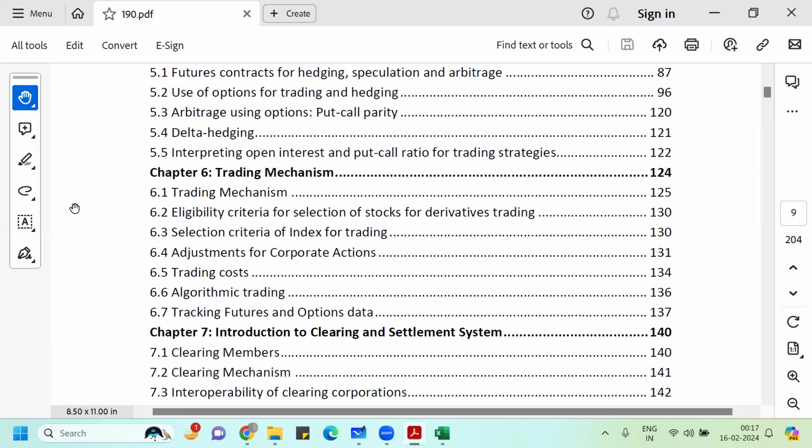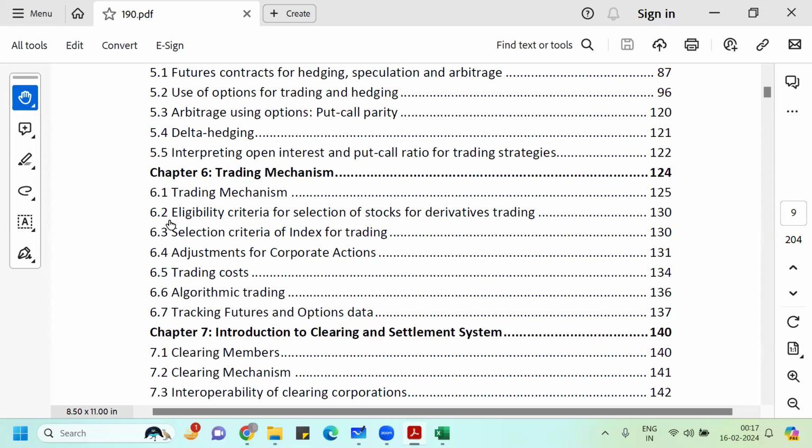Okay, so basically this would be chapter 5. Chapter 6 would again be the eligibility criteria, selection criteria for index, trading adjustment, corporate actions, trading cost, algorithmic trading, tracking futures and option data. These all would be a little bit theory. Chapter 6 would be a little bit theory for you.